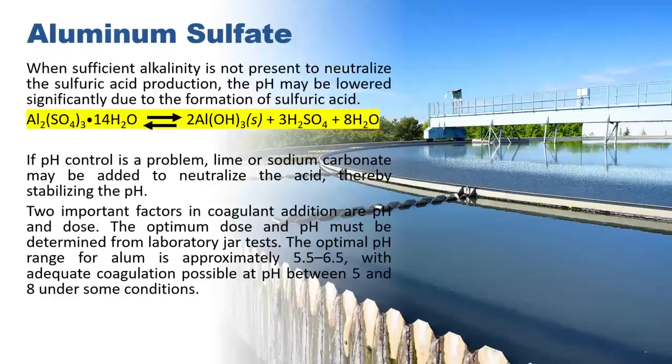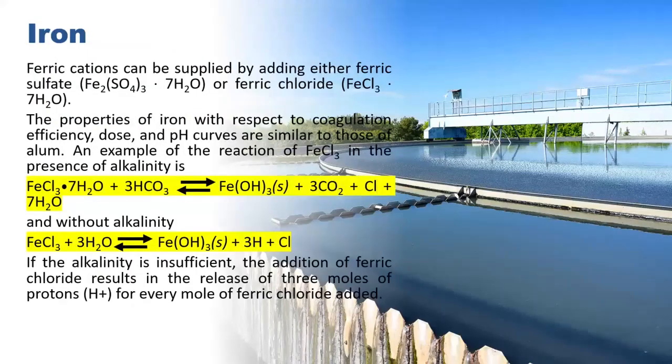pH. Two important factors in coagulant addition are pH and dose. The optimum dose and pH must be determined from laboratory jar tests. The optimal pH range for alum is approximately 5.5 to 6.5, with adequate coagulation possible at pH between 5 and 8 under some conditions. Next is iron.